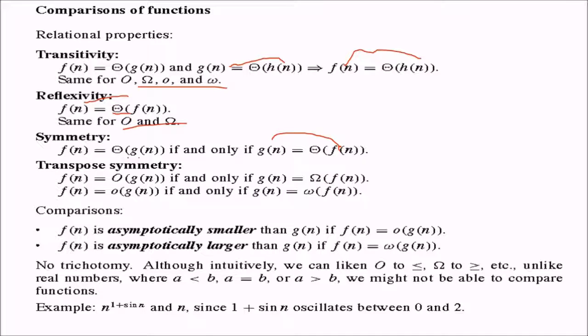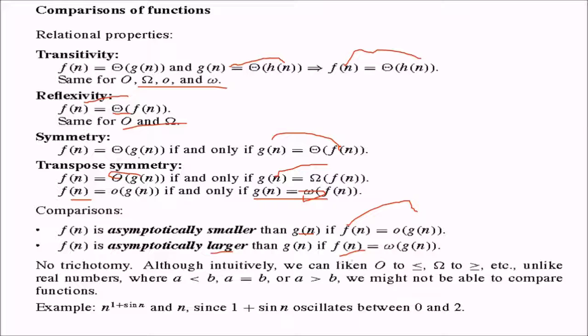What about transpose symmetry? f(n) is big O of g(n) only when g(n) is omega of f(n). In a similar fashion, f(n) is small o of g(n) if and only if g(n) is small omega of f(n). And when we try to compare, f(n) is asymptotically smaller or larger. So if it is smaller than g(n), then f(n) is small o of g(n). If asymptotically larger than g(n), then f(n) should be small omega of g(n).